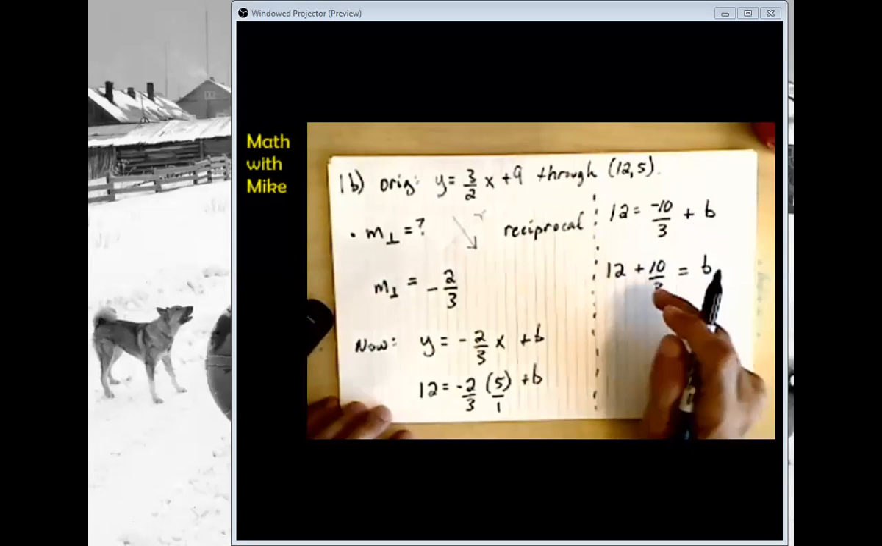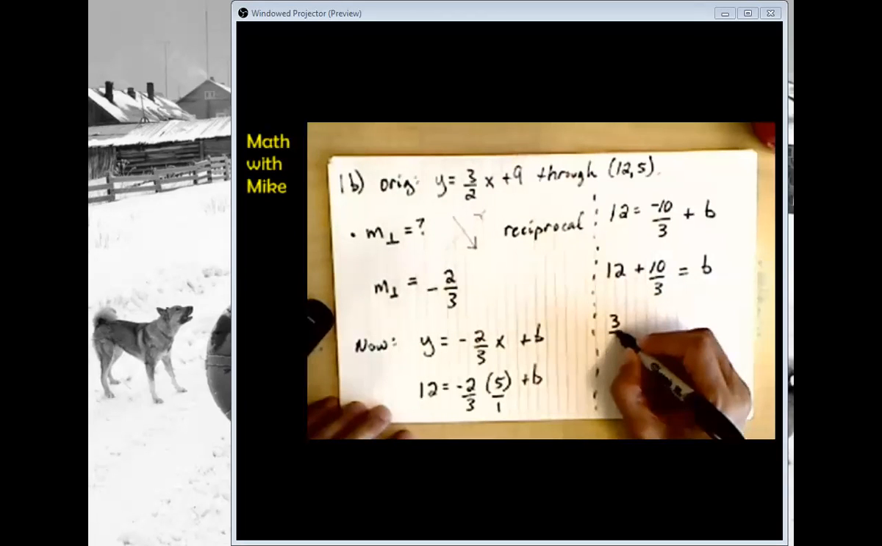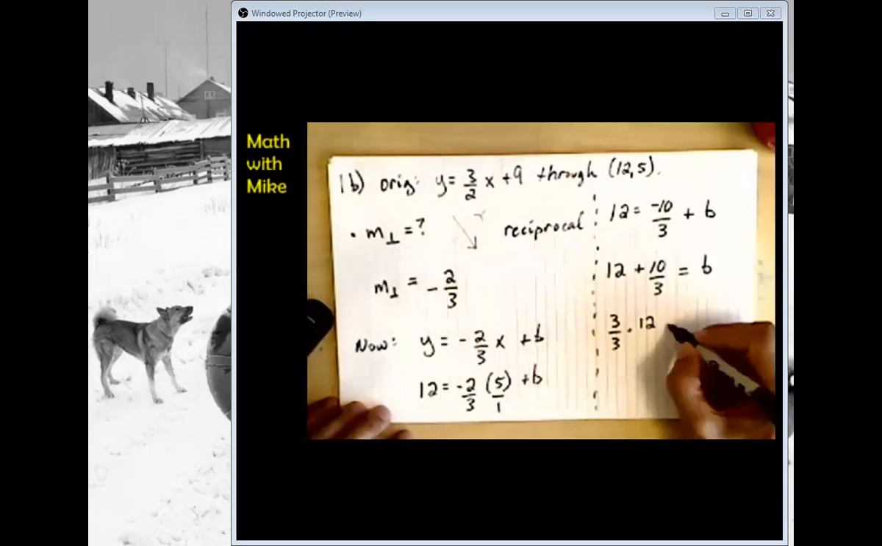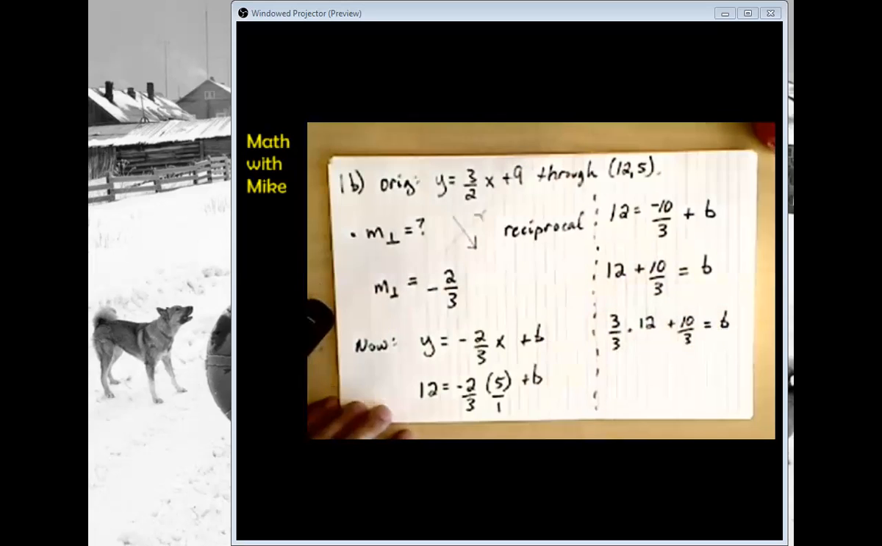3 times 12 is right. It's like this. Set it up here. Top and bottom times, you see, 12 is missing, right? Just like that. X and Y.